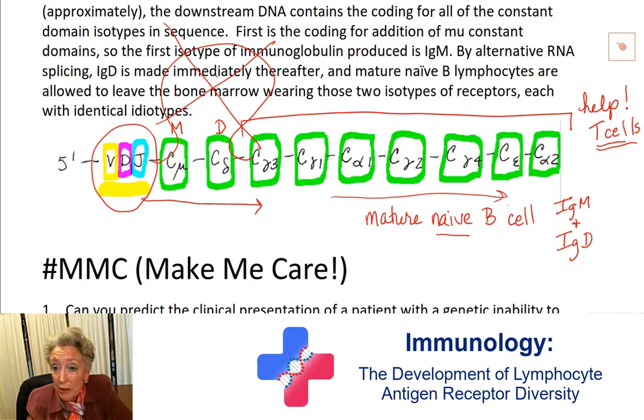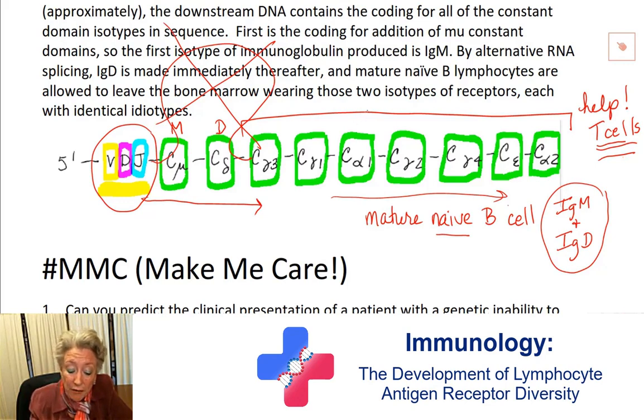But for now, simply realize that M and D are what the cell will emerge from the bone marrow possessing, and when T cell help arises, then I will be able to make the other isotypes of antibody. And as I said to you before, I've got 4 subisotypes of IgG, so that tends to be the most common isotype made in the body. I have 2 of IgA, so that would be next most likely.